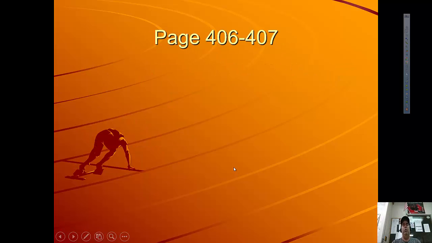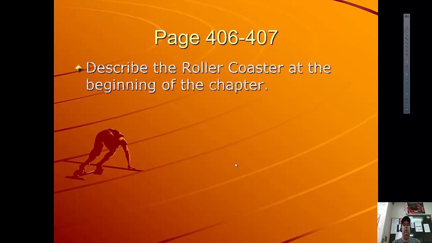If you look at pages 406 and 407, you're going to see there that you have a roller coaster. And I want you to think about roller coasters. I guess first of all, how many of you like roller coasters? I'm one that loves roller coasters. I'm kind of that thrill seeker type of person.